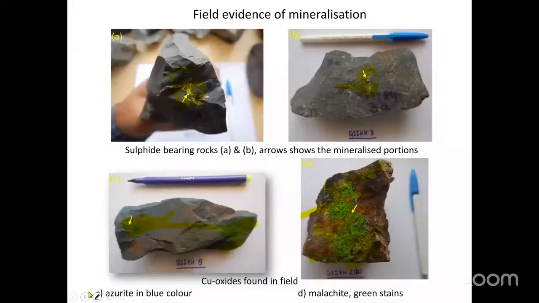These are the different types of sulfate bearing rocks, and azurite and malachite. These are the portions where the mineral occurred, or the mineral formed.